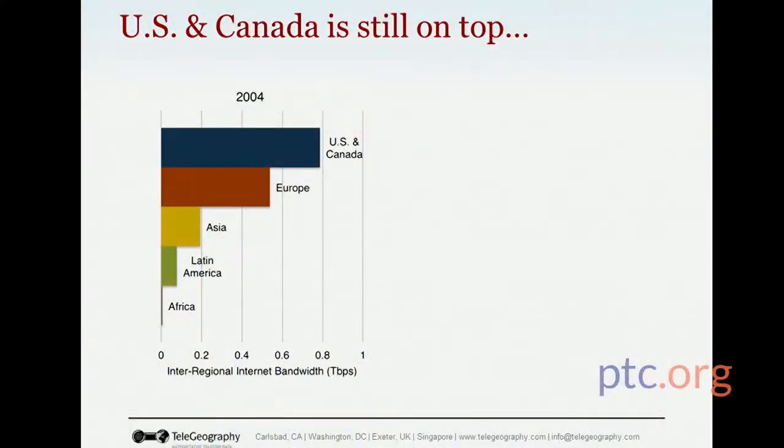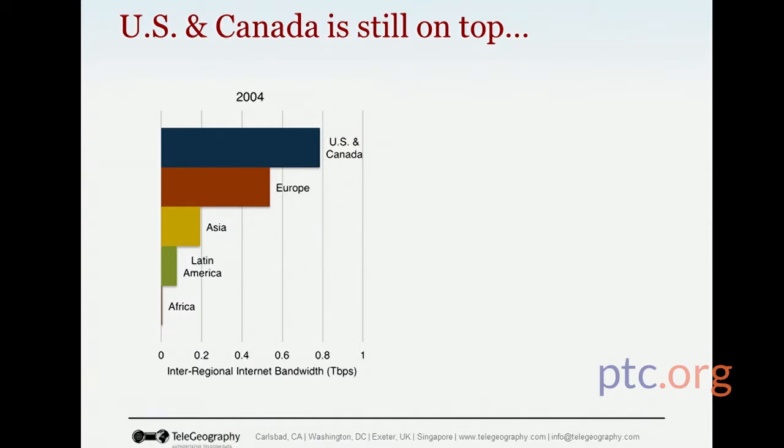Let's dive a little deeper and look at some of these actual figures and see what's been changing. So is the US and Canada on top? It's still on top. In 2004, it was nearly 800 gigs of total capacity from other regions that connected to the US and Canada, right? Followed by Europe, Asia, Latin America, and Africa, very small.